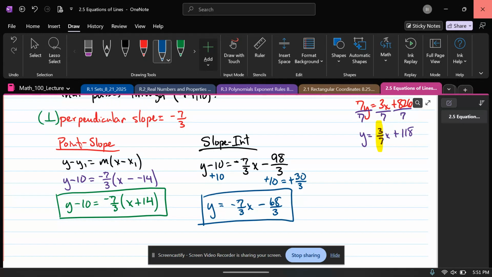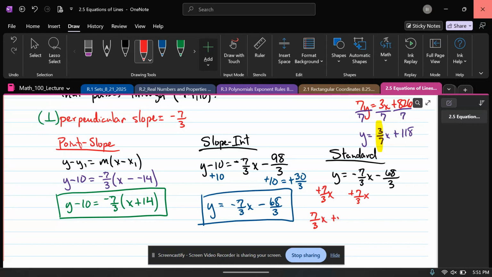Now we got fractions to deal with, but we're going to go into standard form next. So I'm going to do what? How do I start? Add the x over to the other side, right? So add 7/3 x. I got 7 over 3 x plus y is equal to negative 68 over 3. But there's fractions, so we got to get rid of them. How do we get rid of them?